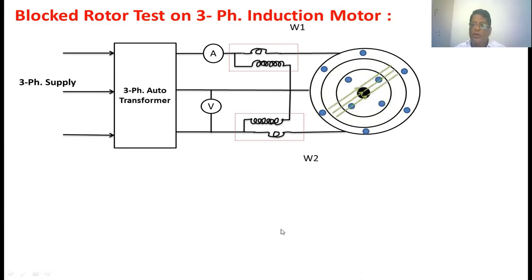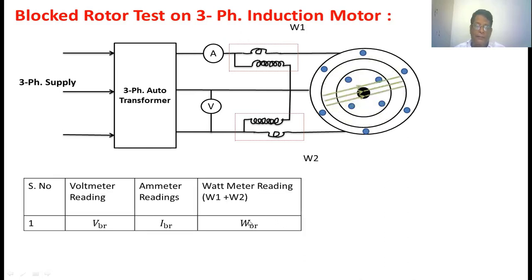Here the rotor is not rotating because we blocked the rotor. In the voltmeter reading, VBR is nothing but the voltage applied during the block rotor test. IBR is the current taken by the induction motor during the block rotor test. WBR is the power taken by the induction motor during the block rotor test. Whenever you block the rotor of an induction motor, the slip becomes 1.